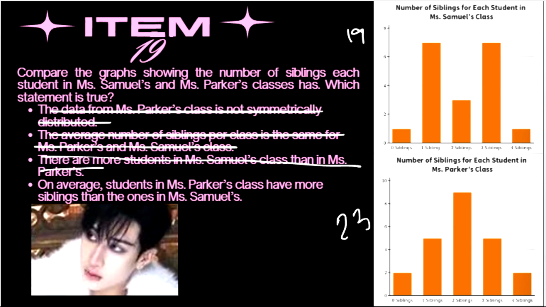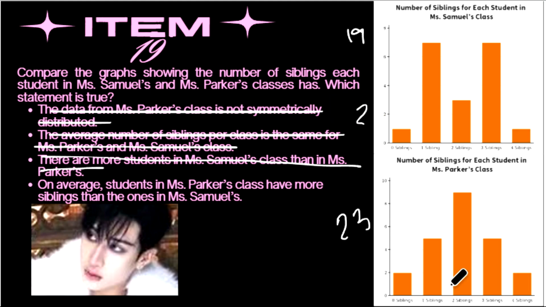Oh, it screwed it all up. I fat fingered it. So we have 7, and then 2 siblings. 2 times 3 is 6. 3 siblings, 3 times 7 is 21. And 4 siblings, just once. So that's 38 divided by 19, which gives us an average of 2.